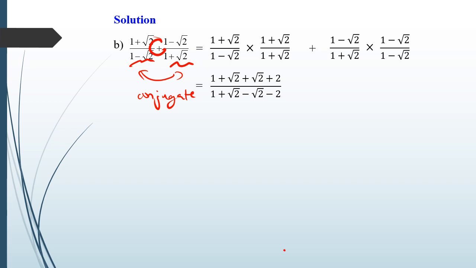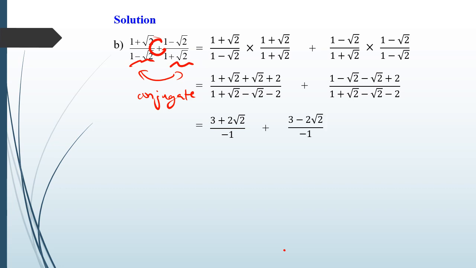So solve it separately. So what do we get on the left side? We get 1 plus √2 plus √2 plus 2 over 1 plus √2 minus √2 minus 2. And then the right side, we get 1 minus √2 minus √2 plus 2 over 1 plus √2 minus 2 minus √2 minus 2. Okay, so simplify everything, we get 3 plus 2√2 divided by negative 1. And the right side also 3 minus 2√2 over negative 1. So combine together, here we get 6 over negative 1. Right? So we get the same answer, which is negative 6.